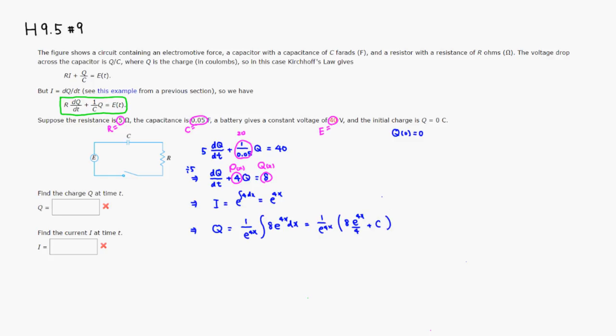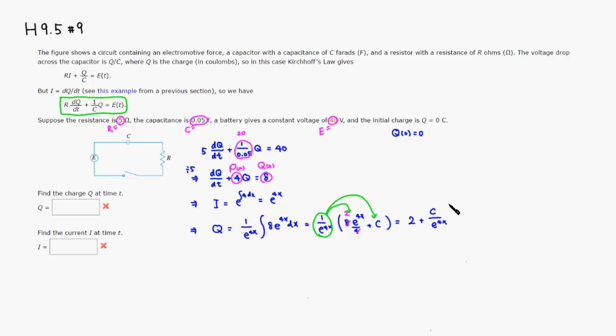We can cancel 4 and 8 to get 2, and then distribute this to each term. You end up with e to the 4x and e to the 4x canceling out, so you're going to have just 2, and then a plus some constant c over e to the 4x.